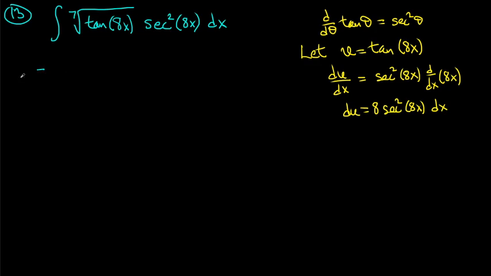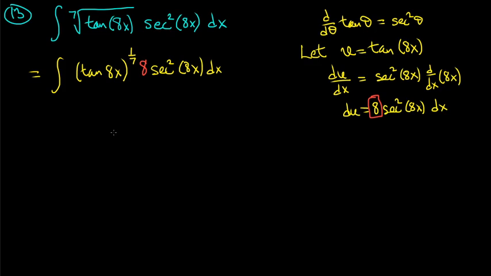Now we can see what we need to do here. One more thing we can do is rewrite the seventh root as tangent of 8x to the power 1 over 7. That's the seventh root. And we have secant squared of 8x as the other factor. There's one more issue here. It's this 8. There is no 8 in front of secant squared of 8x. That's a problem, but one that we can easily take care of by just multiplying by 8.